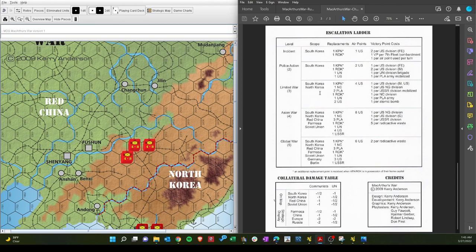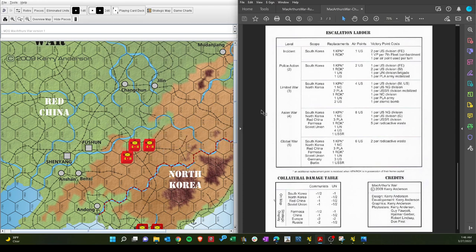So, scope, replacement points, air points, and the cost to mobilize stuff. And we see at the incident level, two VPs to mobilize one Far East U.S. division. And then when we get to police action, it doesn't cost as many, one VP. But I can start now pulling from the U.S., but that'll cost two VPs, one for UN. And PLA is interesting. They come in as whole armies. They're the only ones. See how you have the division designation to the right, but the army designation to the left. So one per PLA army. So if I mobilize one VP PLA, I get those three divisions for that army.